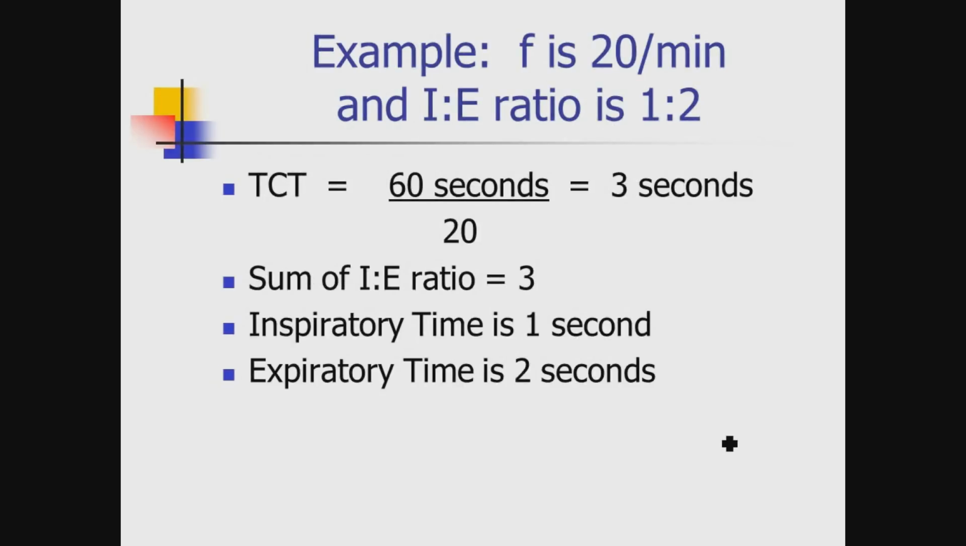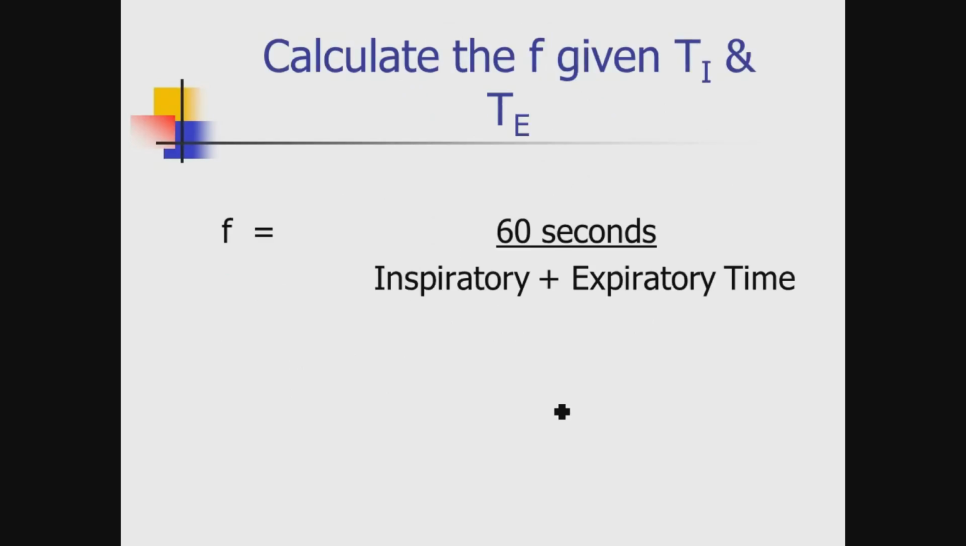So here's total cycle time at a rate of 20, and an I:E ratio of 1 to 2. I have 3 seconds. Add my 1 and 2 together to get 3. And then 3 divided by 3 is 1, so inspiratory time is 1 second. 3 minus 1 is 2, so 2 seconds. And this is just rearranging the first equation, substituting frequency for I plus E.